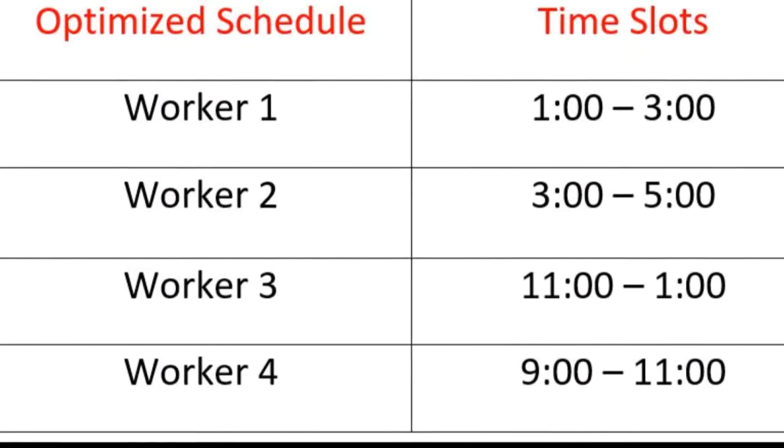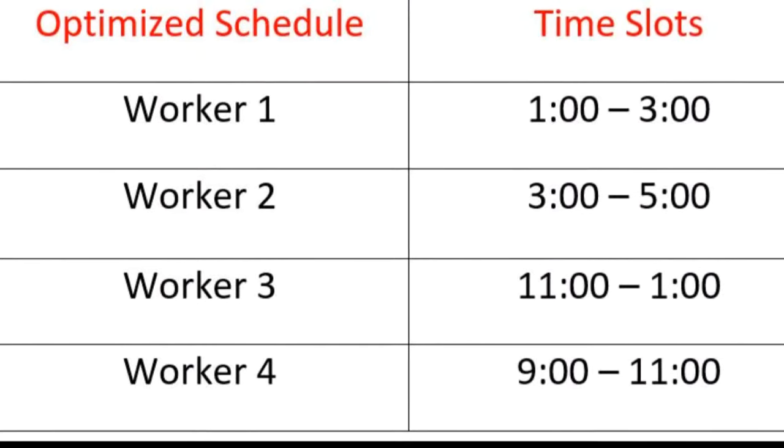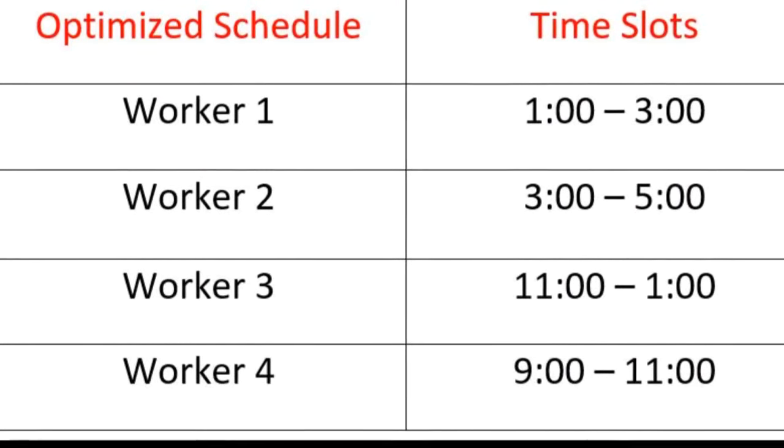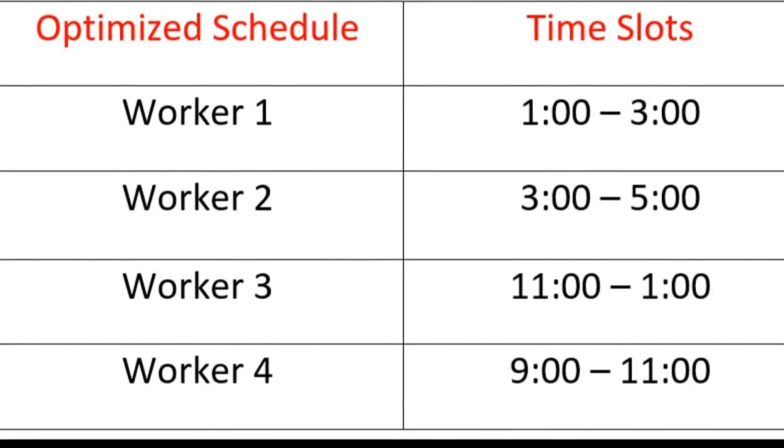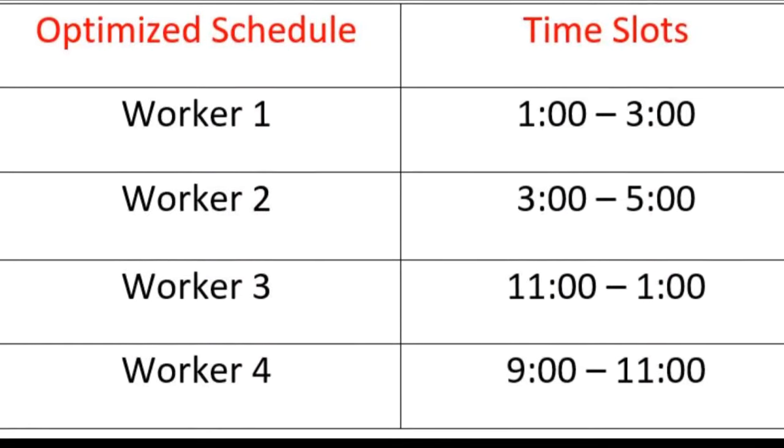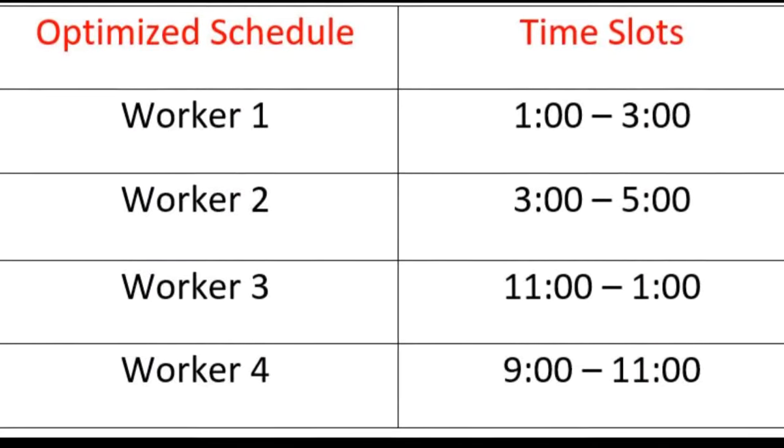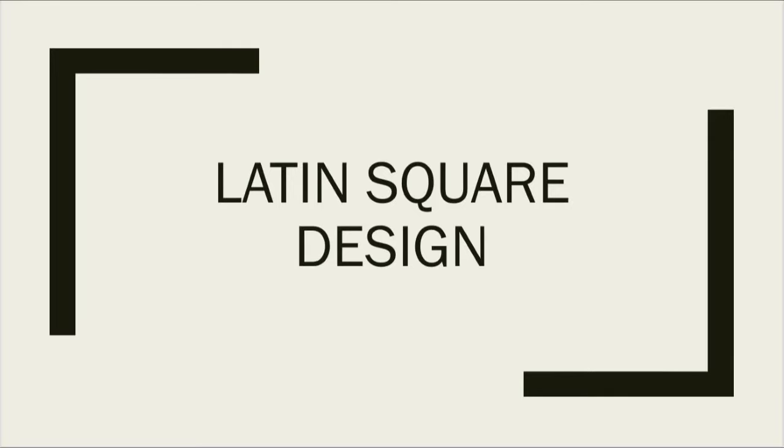Using the data collected from different Latin squares we derive from our experiment, we can see which combination of operators and time slots results in the most efficient use for our 4 machines, and then optimize our production schedule based on this data. I hope this example cleared up some of the intricacies of Latin square design for you.